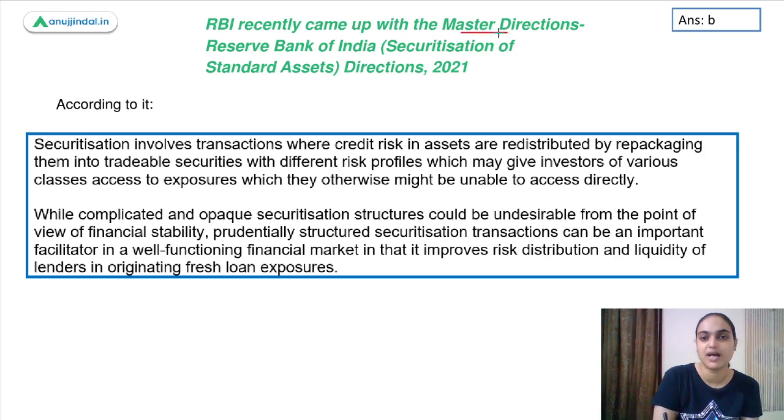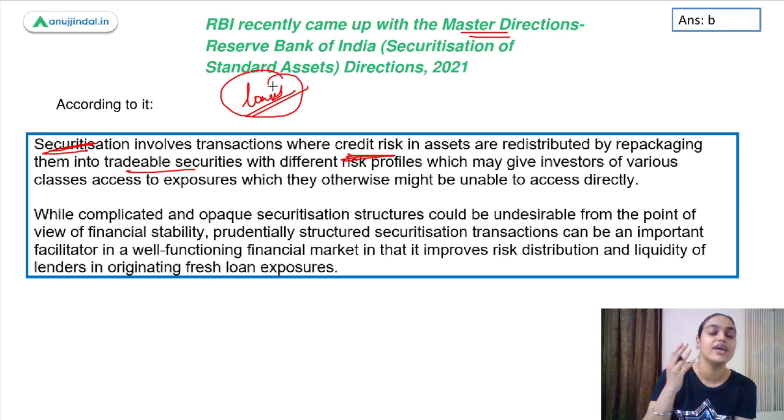So this set of master directions say that securitization is the process which involves transactions where credit risk in assets are redistributed by packaging them into tradable securities. So what we just saw, we saw that the banks used to lend different kinds of loans. Okay, now there is a high credit risk associated with those loans. कि आपने जो loans दिए हैं लोग default कर जाएंगे और वो पैसा नहीं मिलेगा, ये risk तो है. There is credit risk that if you have given the loans people might default and you might not get back those loans. But still what you do, using those assets, you create new securities. So you are redistributing those risks.